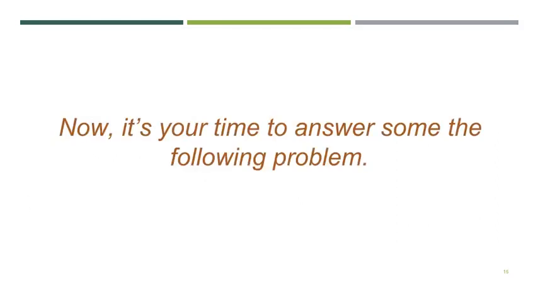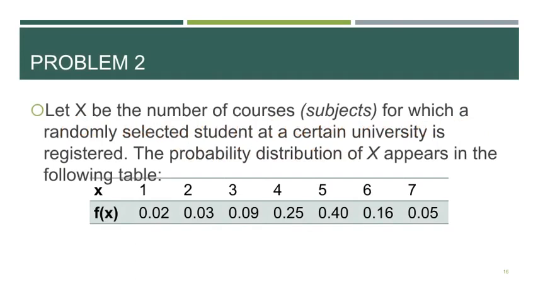Now, it's your time to answer the following problem. Let X be the number of courses, or subjects, for which a randomly selected student at a certain university is registered. The probability distribution of X appears in the following table. When uppercase X is 1, the probability is 0.02. When X is 2, the probability is 0.03, and so on.